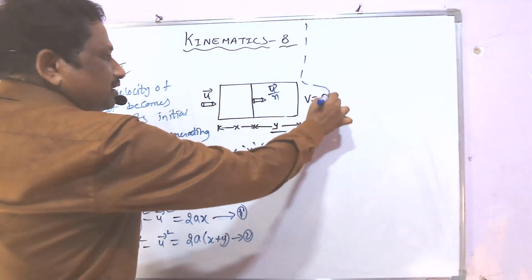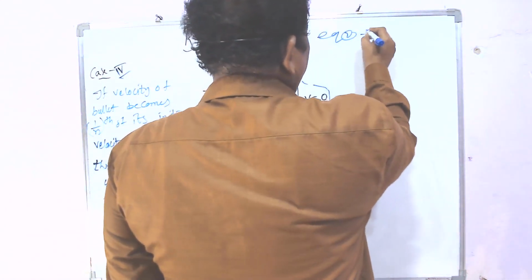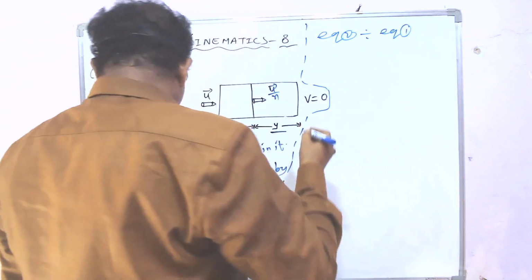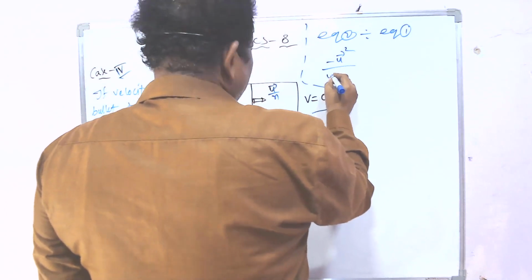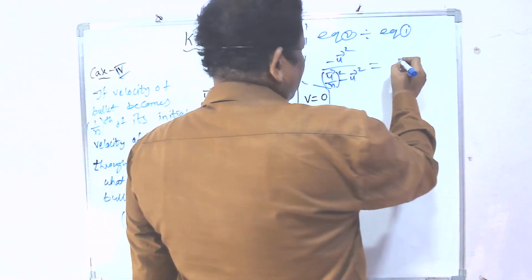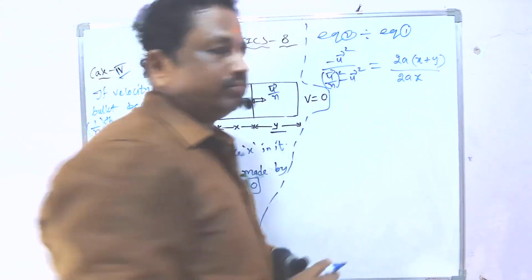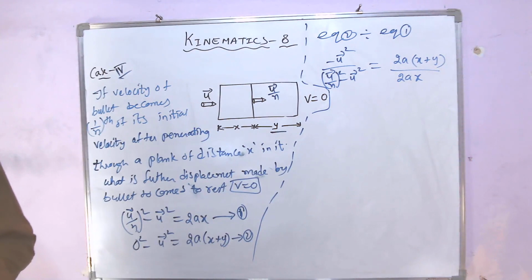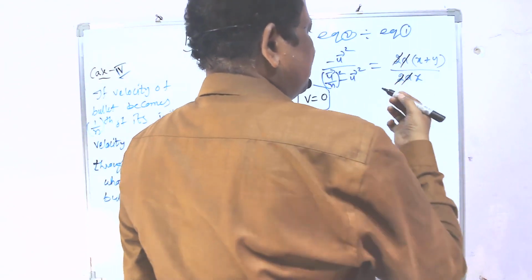Equation 1 and equation 2. Next, divide equation 2 by equation 1. So what do we get if we divide equation 2 by equation 1? Minus u bar square divided by u bar by n whole square minus u bar square is equal to 2a(x plus y) by 2ax. What things get cancelled here? Observe: 2 gets cancelled, and a also gets cancelled.